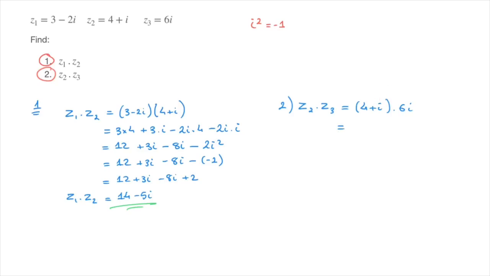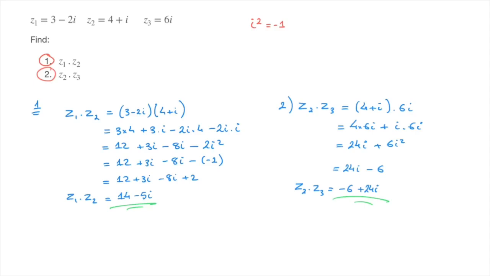So that would be equal to 4 times 6i, plus i times 6i. Now, 4 times 6i is 24i, and i times 6i, well, that's 6i squared. Using the fact that i squared equals -1, we can state that this equals 24i minus 6. Finally, we state that z2 times z3 is equal to -6 plus 24i. And that's the final answer.